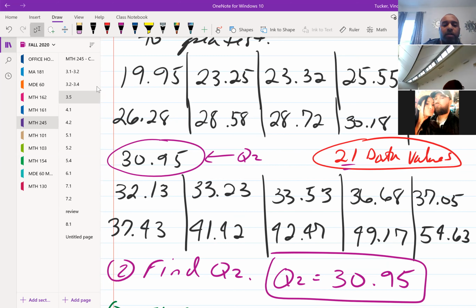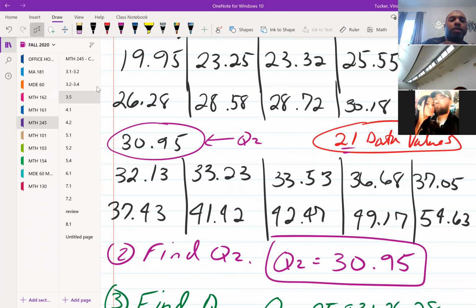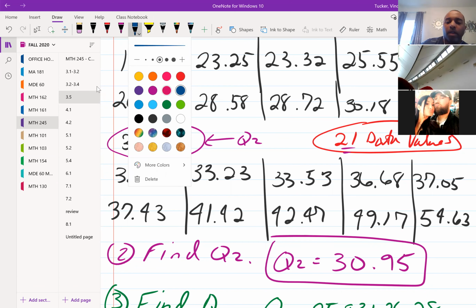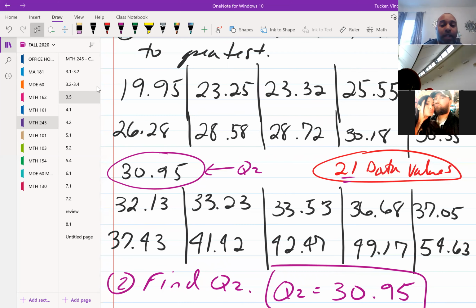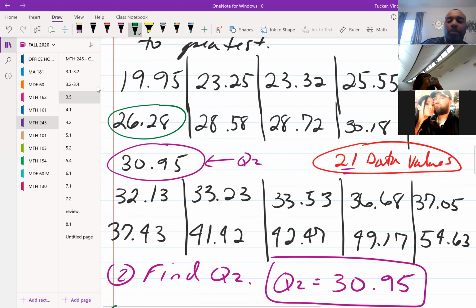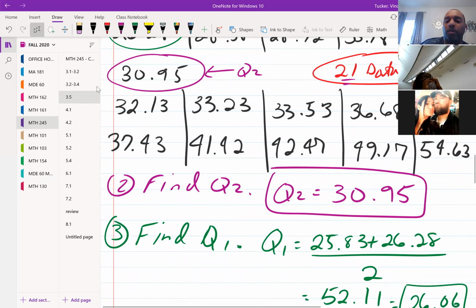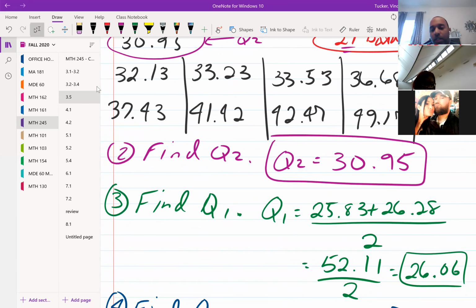All right, so now we need to find Q1. My green back. And so since we have 21 data values, that means we have 10 data values in our first half of data, 10 data values in the second half of data. So that's even. So we don't have a clear middle value. That means we need to take the two middle values, add them together and divide by 2. So that's what I did here. 25.83 plus 26.28, add them together, divide by 2, and that gives us 26.06.